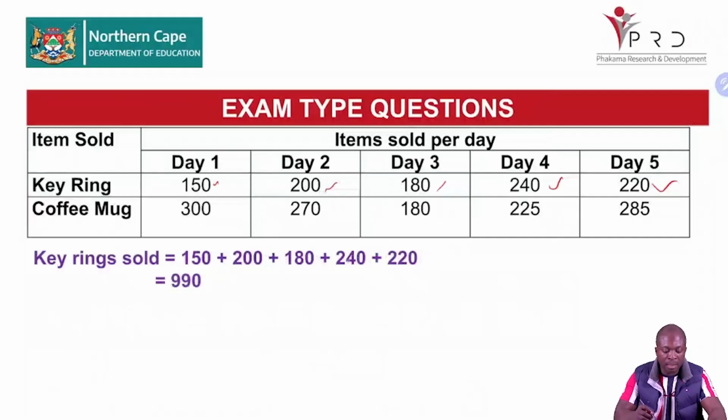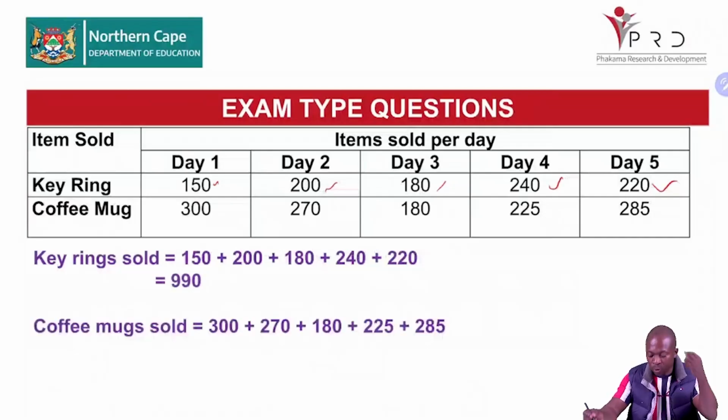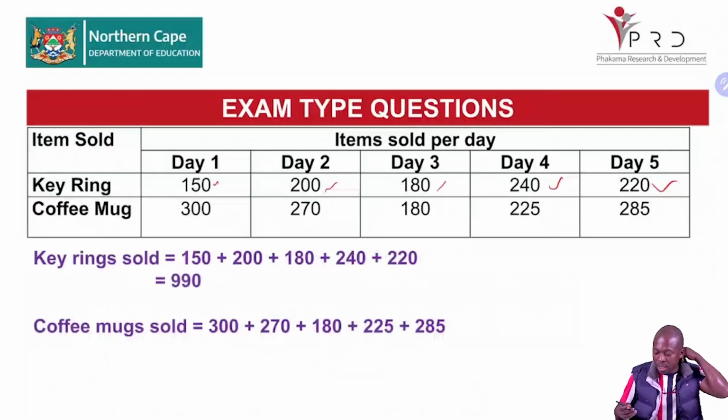Good. Then let's do the one for the coffee mug. This time I want you to add on your own and tell me what you're going to get. Yes, let's go together. So the coffee mugs, we have what? 300 plus 270 plus 180 plus 225 plus 285. All in all, we are going to get 1,260.